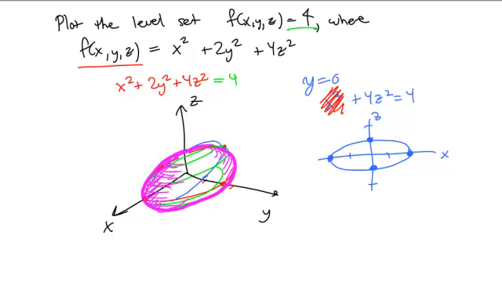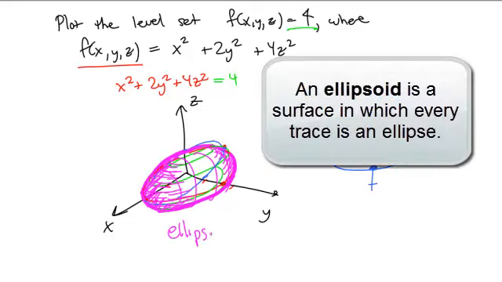Something that's kind of round like a sphere. But instead of being circular in all of its cross-sections, it's going to be elliptical in all of its cross-sections. Such an object is called an ellipsoid. So there is in fact a word for such a beastie right here.